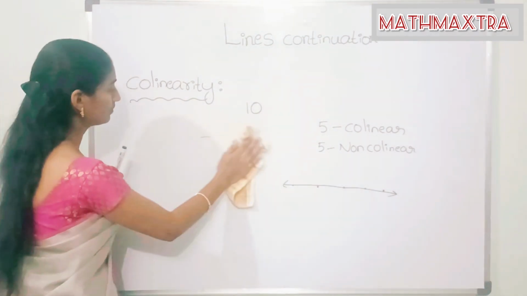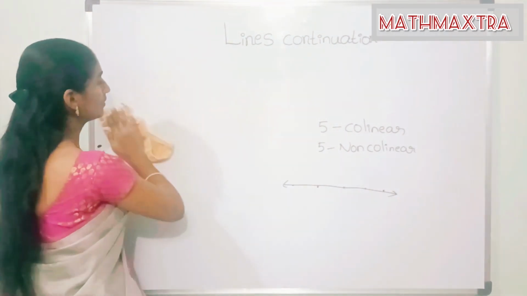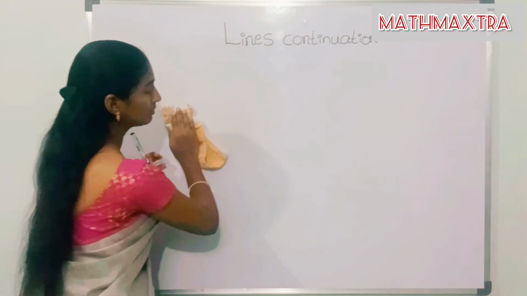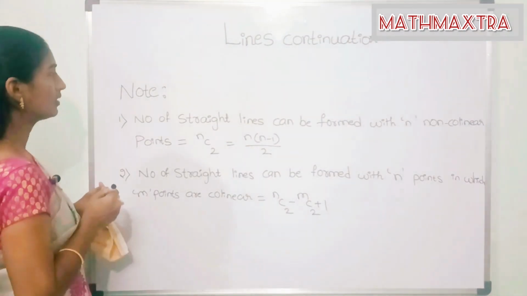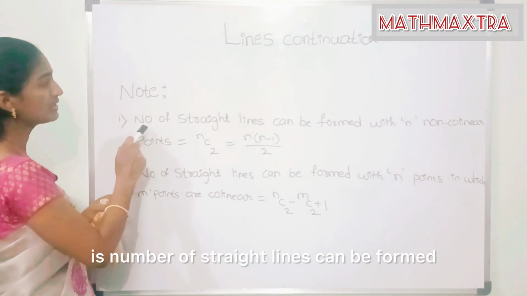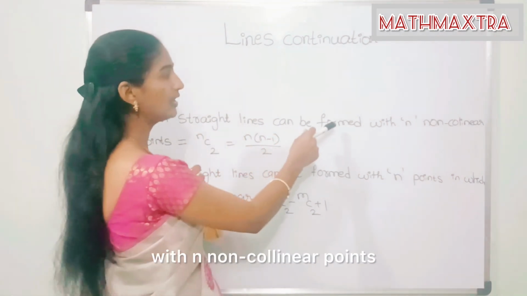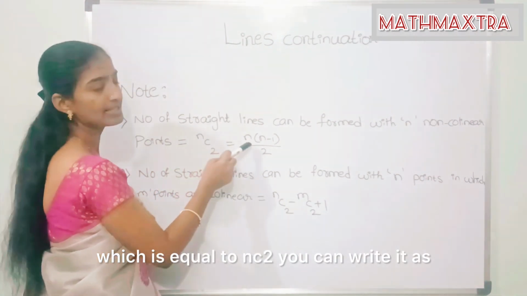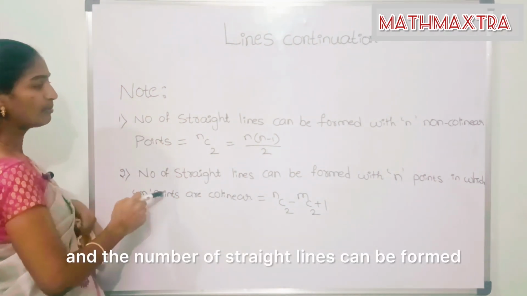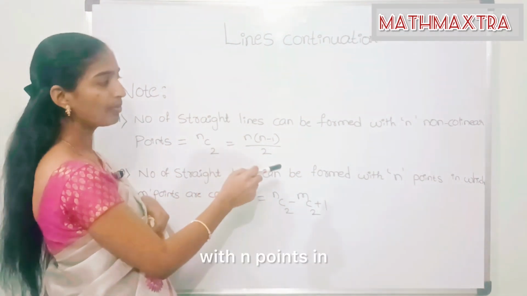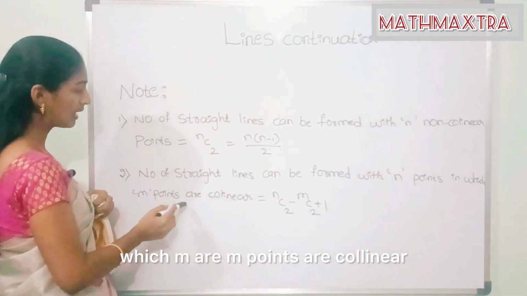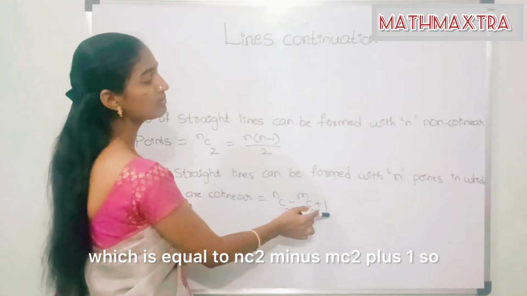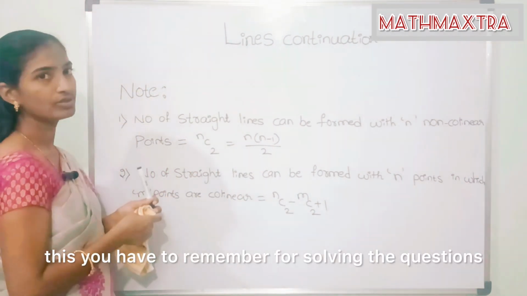Okay, so take a note. In the note, we'll summarize what we have discussed in points format. These are the two note points. The first one: the number of straight lines that can be formed with n non-collinear points is nC2, which you can write as n(n-1)/2. The number of straight lines that can be formed with n points in which m points are collinear is nC2 minus mC2 plus 1. So you have to remember this for solving the questions.